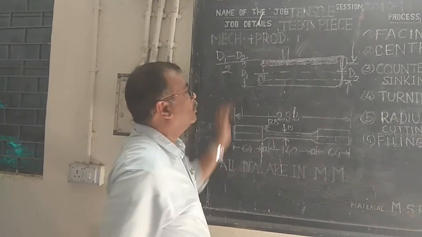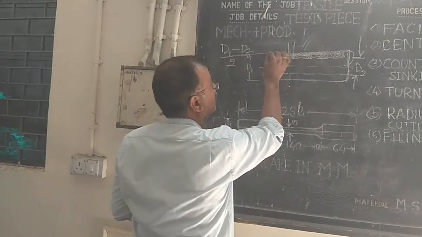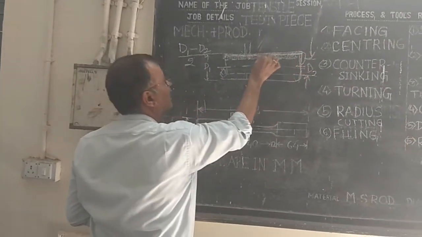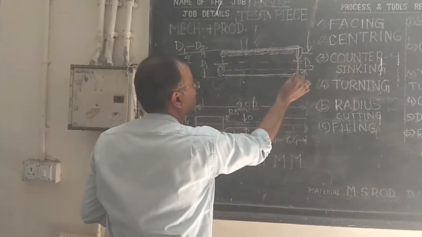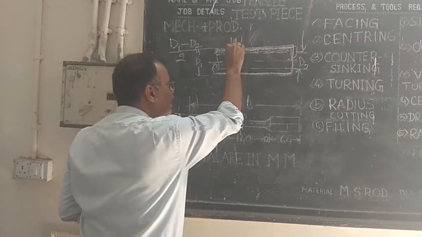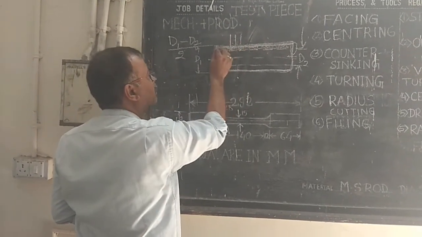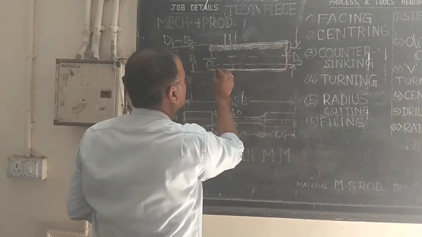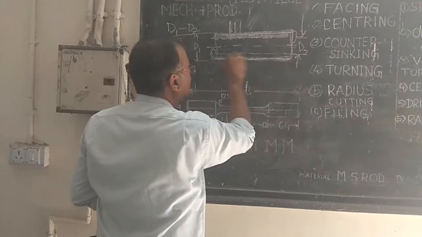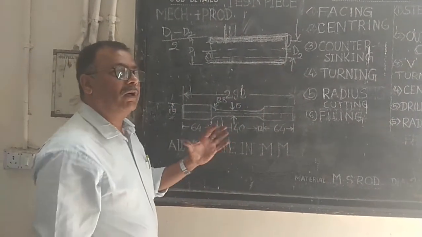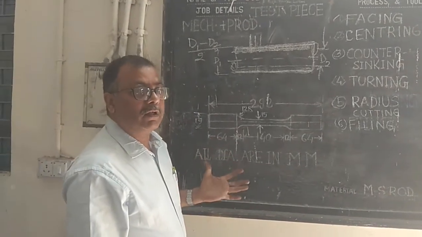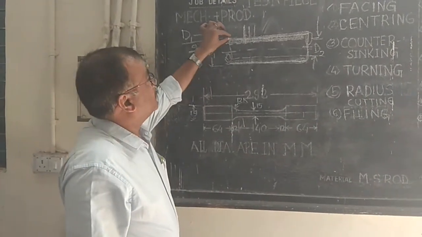So what we do is we run the tool and remove a small amount of material up to the complete length in one cut. Then in the second cut, we again give some depth of cut and certain material is removed. Then we give a third cut. So with repeated depths of cut, we come from the initial diameter to the final diameter.